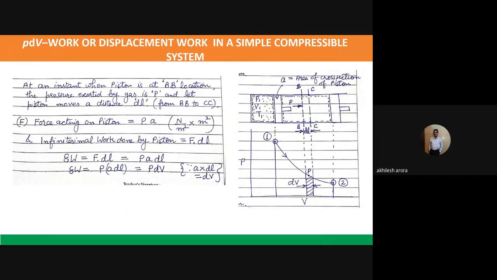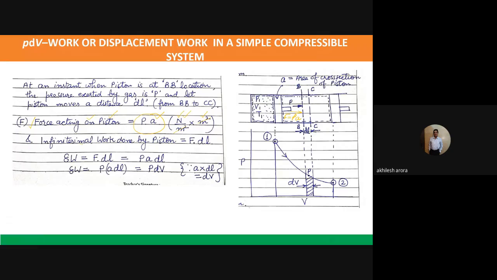Now I am interested in calculating the force which is acting on the piston. What is the force? Force is the product of pressure into area. Pressure into area. And I know the area of the piston is small a. This is the cross-sectional area. Pressure has a unit Newton per meter square. Area has the unit meter square. So meter square and meter square cancel out and I am left with Newton only, which is the unit for force. So I am able to calculate the value of the force which is acting here. Force which is acting here is F, which is given by P into A.